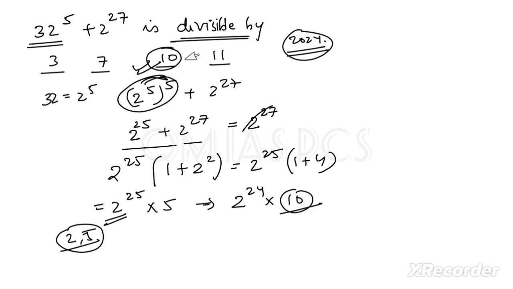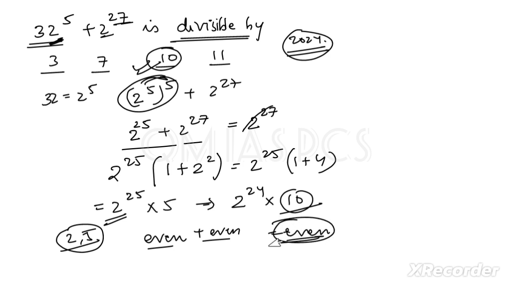One more method is there, a very logical method. 32 power 5, this is an even number. An even number to any power is an even number. Adding even numbers gives even. And whenever there is an even number, the factors of this even number are always even. First of all, that number is even, so that will be 10.